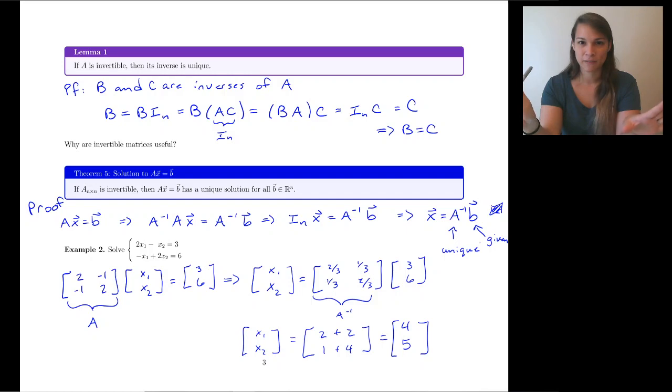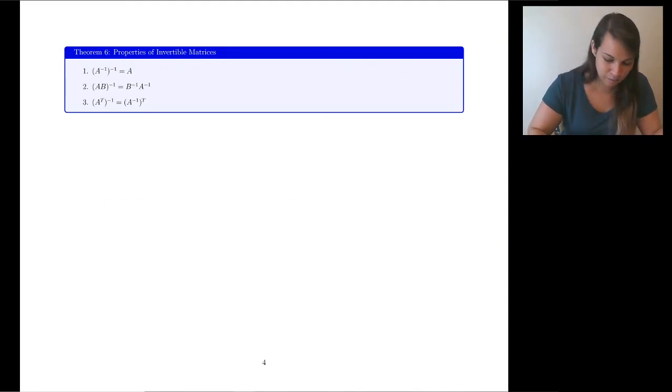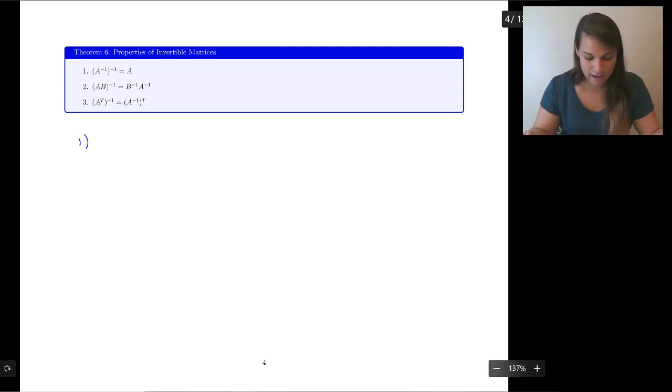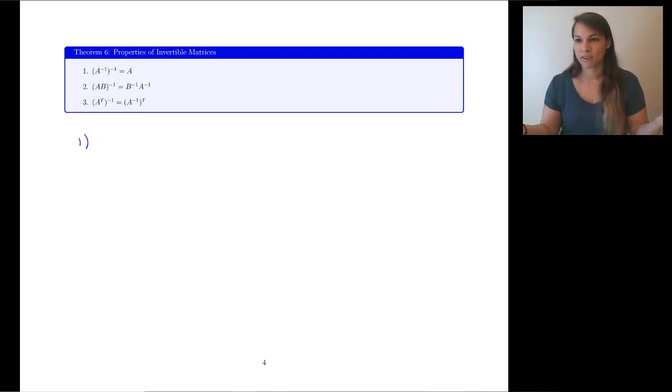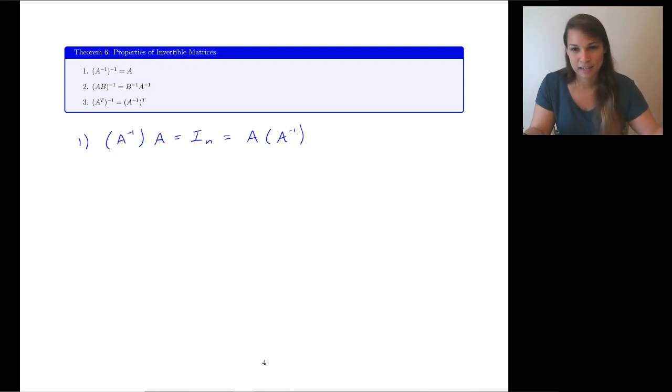I want to talk about some properties of A inverse, and then I'm going to answer that question, so bear with me. Theorem 6, properties of invertible matrices. Number 1, the inverse of A inverse is A. Not shocking. To verify this, multiply it on both sides and make sure you get the identity matrix. So A inverse times A is indeed the identity matrix. And if we multiply A on the other side of A inverse, you're still going to get the identity matrix. You get that directly from A inverse being the inverse of A.